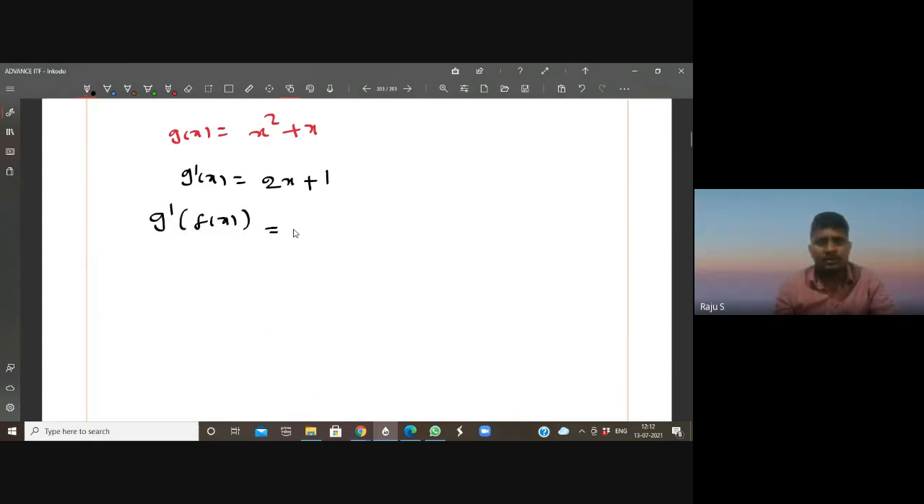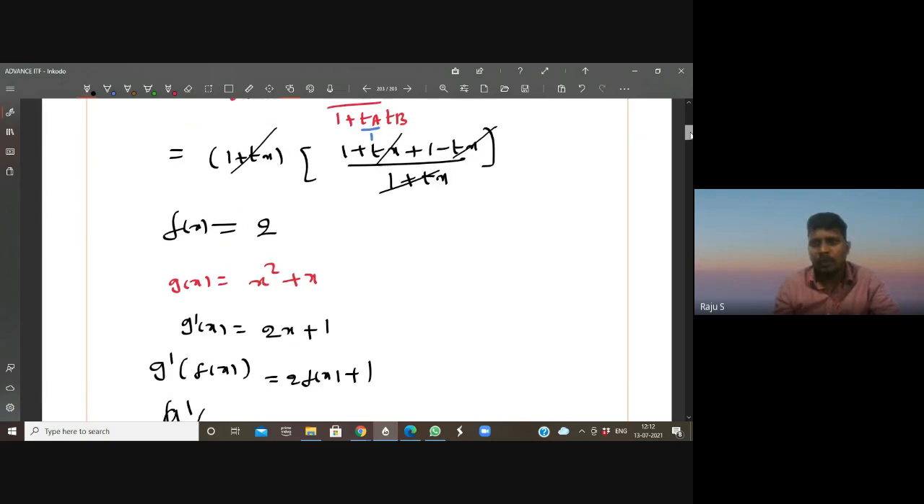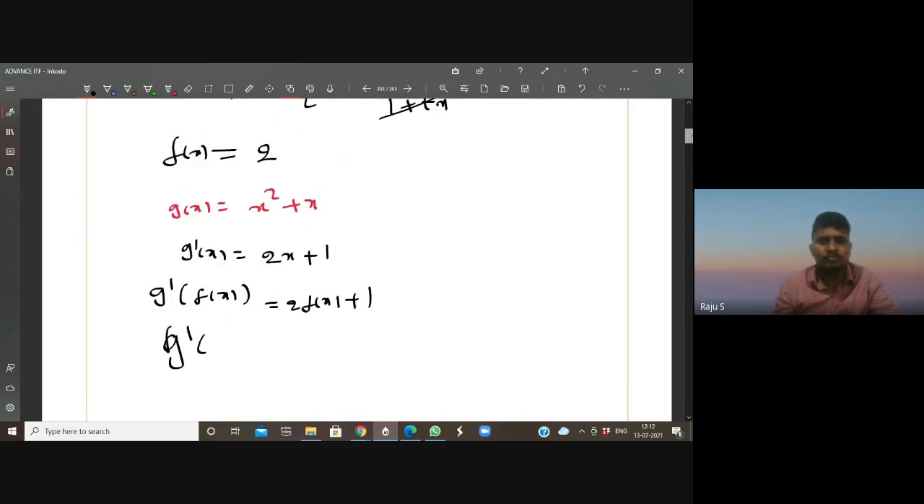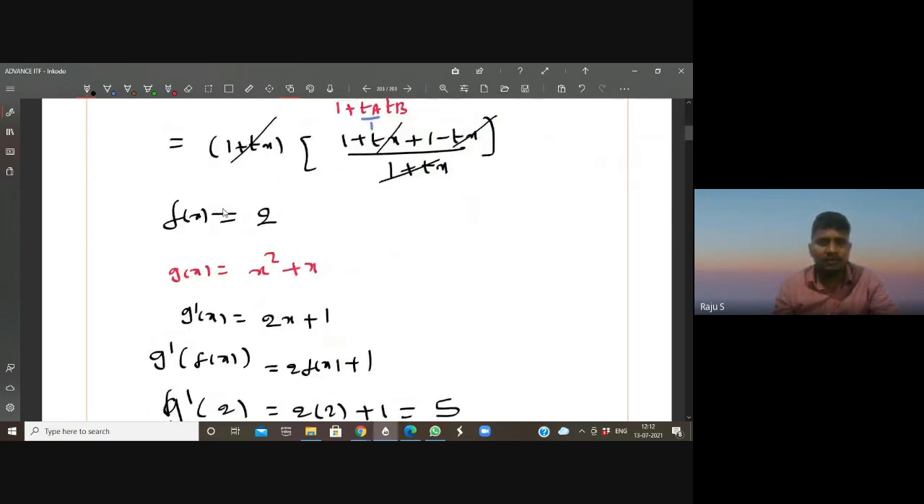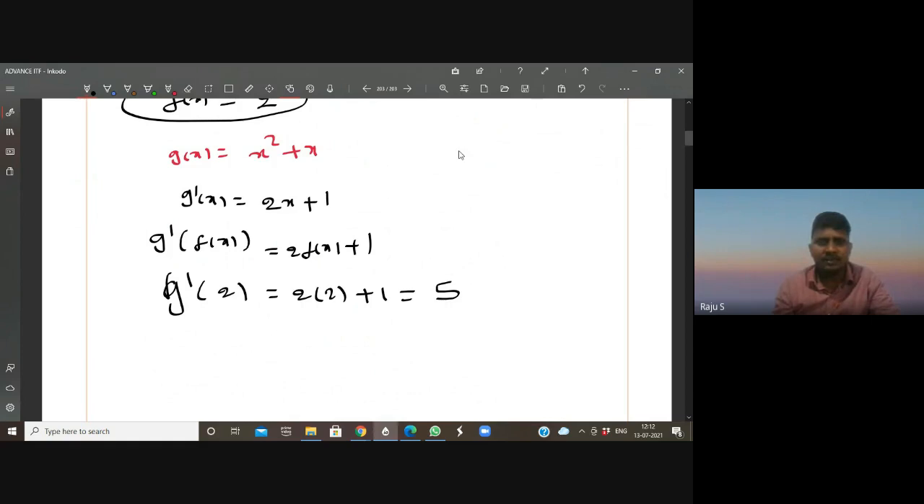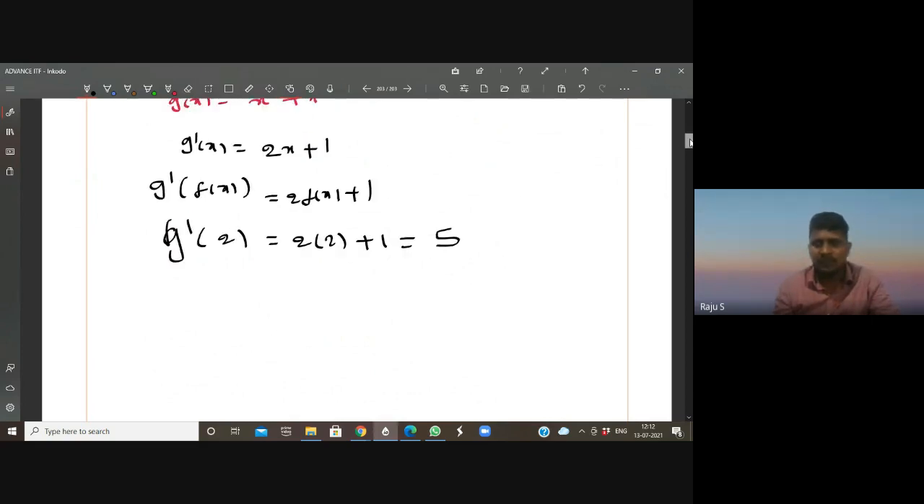So g dash of f of x we required. So 2 into f of x plus 1. Now g dash of f of x value. What is f of x value? We got it 2. Substitute 2 here. So 2 into 2 plus 1, that is 5. Clear, student? First I found f of x value, then after I found g dash of x, then I substituted f of x value. That's all.